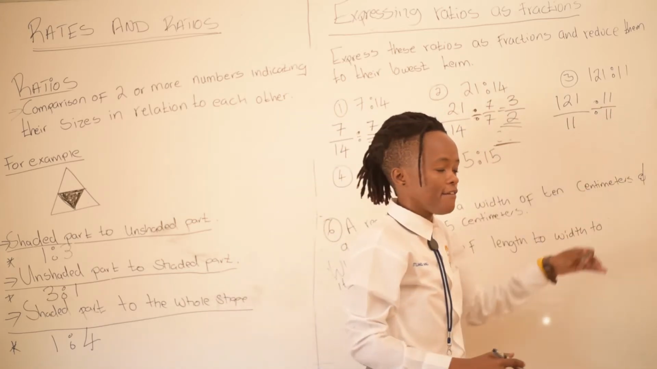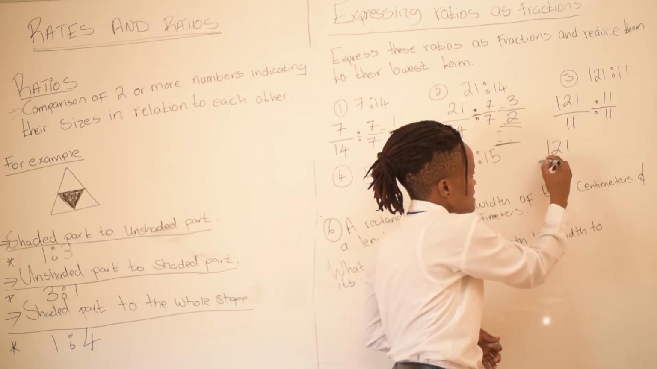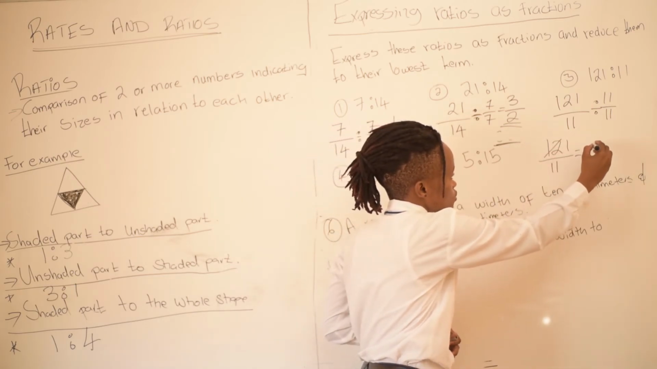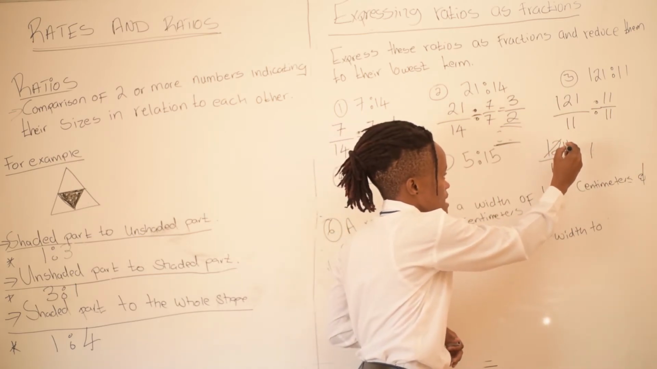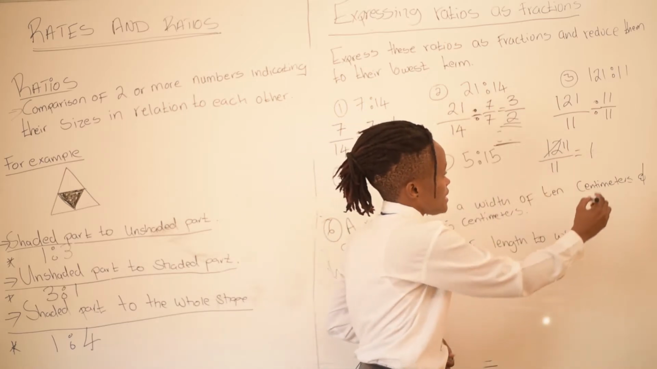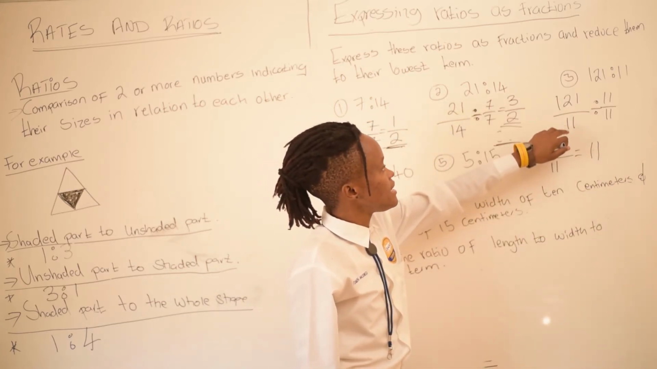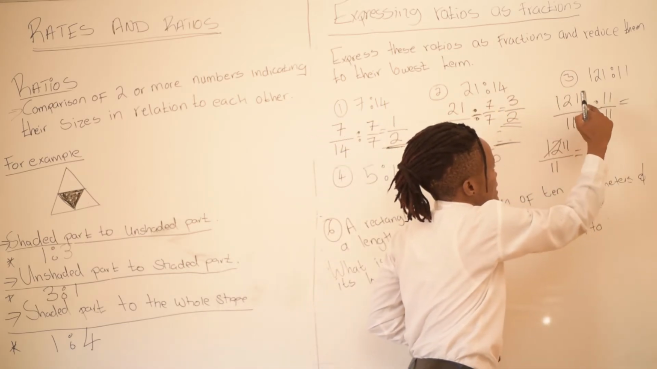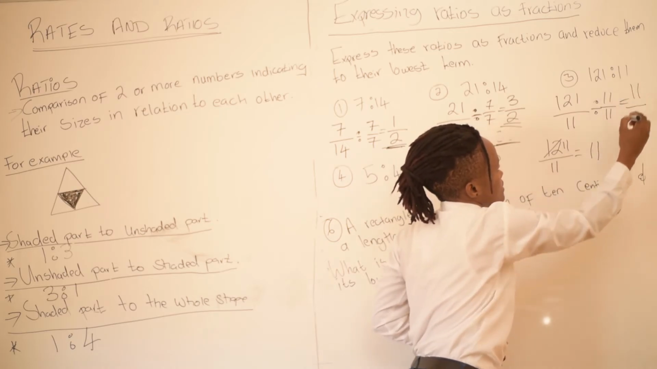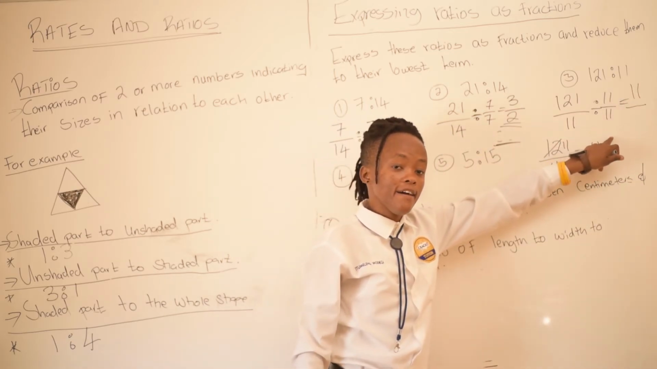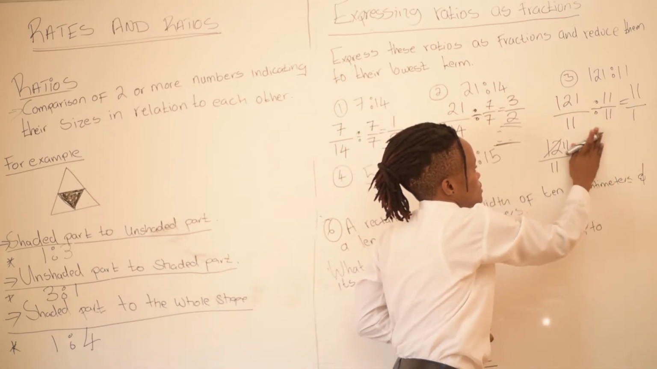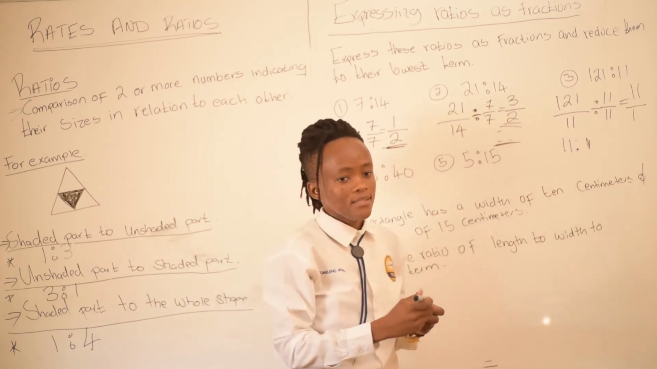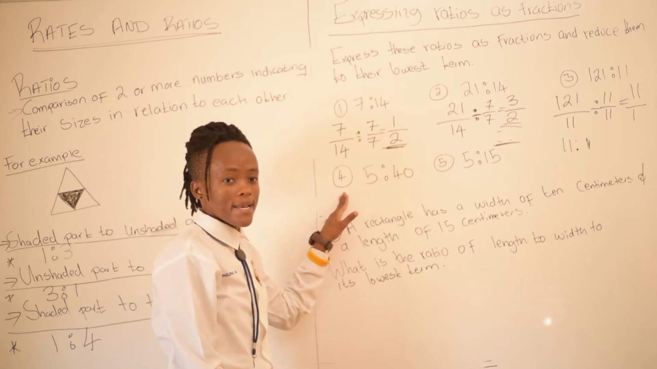121 divided by 11. We can use this method. 11 into 12 goes in once, remainder 1. 11 into 11, that's 1. So it means how many 11s are there in 121? There are 11. So 121 divided by 11 is 11. Then 11 divided by 11 is 1. So our ratio becomes 11 is to 1. Let's move on to the fourth one.